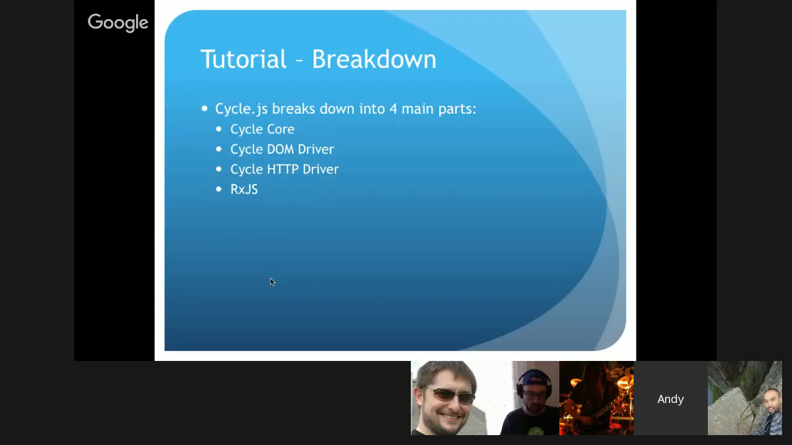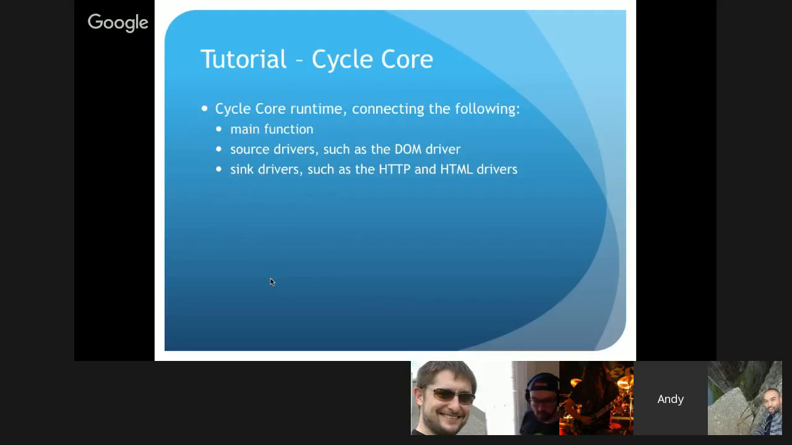Now, let's delve into CycleJS. What does CycleJS consist of? It's actually 4 main parts right now. There's the Cycle core, which is the runtime that wires everything together. There's the Cycle DOM driver, which allows you to do things like receive inputs from the DOM. And then there's the HTTP driver, which allows you to perform web requests. And then there's RxJS.